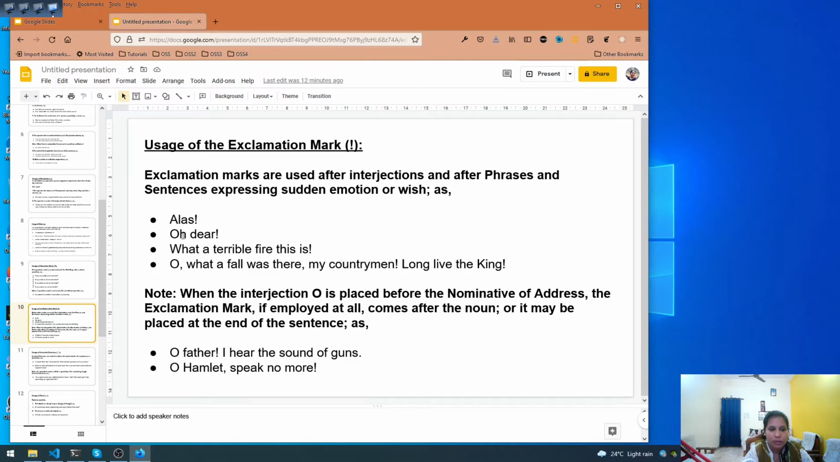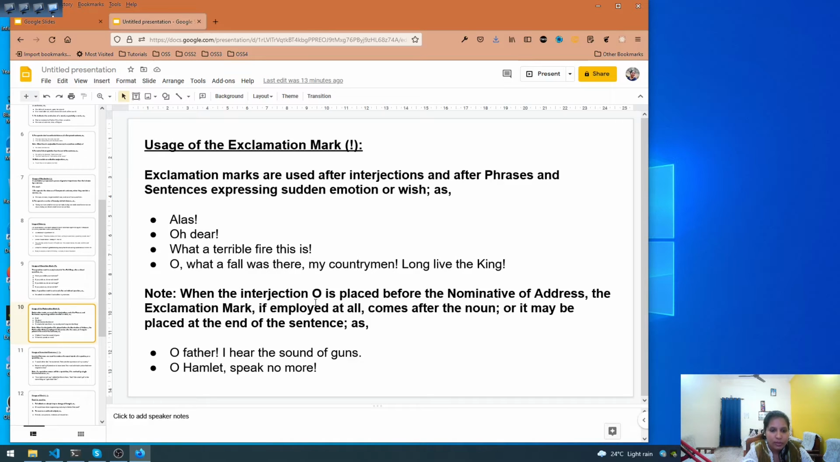In the same way, the next one, oh dear. Okay, so here also we will put an exclamation mark. What a terrible fire this is. Okay, so here also we are expressing our emotion. So whenever we are expressing our emotion or feelings, at the end we should put an exclamation mark. Oh, what a fall was there, my countrymen, long live the king. Okay, so here also you can see how these exclamation marks are used after the expression of feelings or emotions. So there is something to note here.